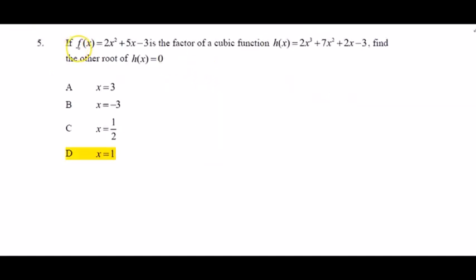For this question, we are given that this quadratic function is a factor of the cubic function h(x). Find the other roots of h(x) equals 0. So I'm going to compare the coefficients. It says that this quadratic is a factor, so I know that it will be a linear factor multiplied by this quadratic factor, and that will equal this cubic function.